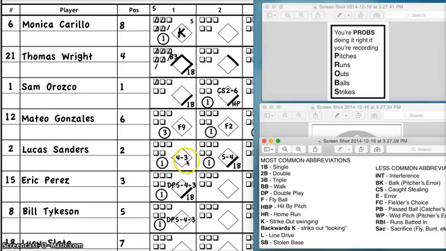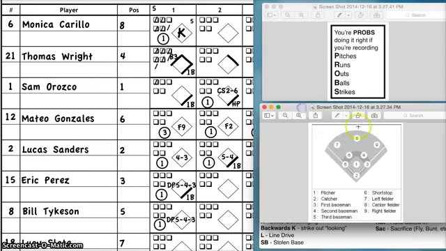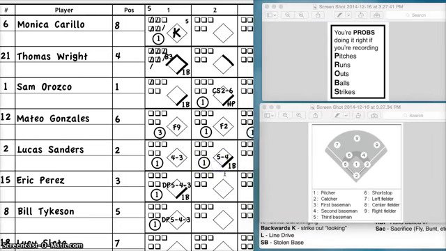Well, 4 threw it to 3. We always do it in the order that the players handled the ball, the defensive players handled the ball. So 4 is our second baseman, 3 is our first baseman, so it was a grounder from the second baseman who threw it to the first baseman.